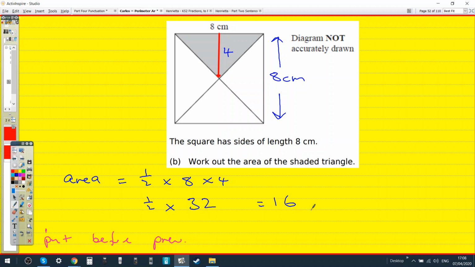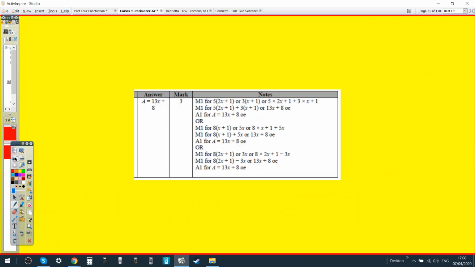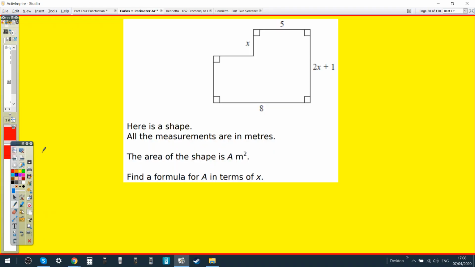Work out the area of the shaded triangle. The last bit is the unit. Oh, centimeters. Is it centimeters? Centimeters squared. Well done. So it's area, 16 centimeters squared. Sometimes you lose a mark without that. So now let's try this one.